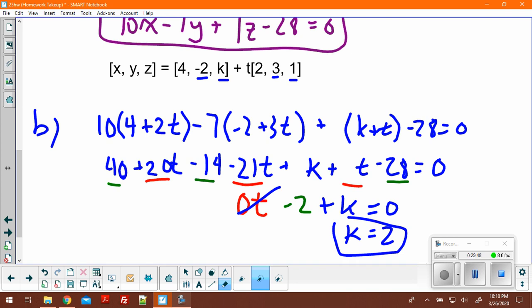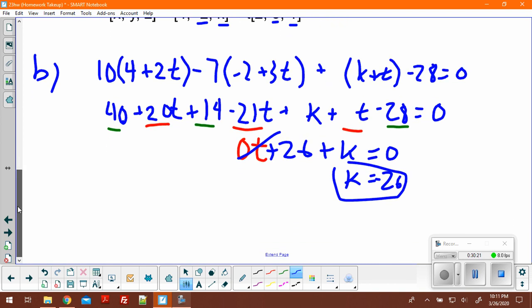I'm making some silly algebra mistakes here. I think this negative 7 should be a plus 14. So that's 54, and then minus 28, which would be 26. Okay, so k is negative 26. All right.